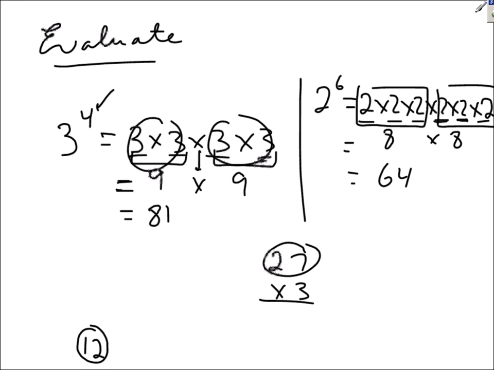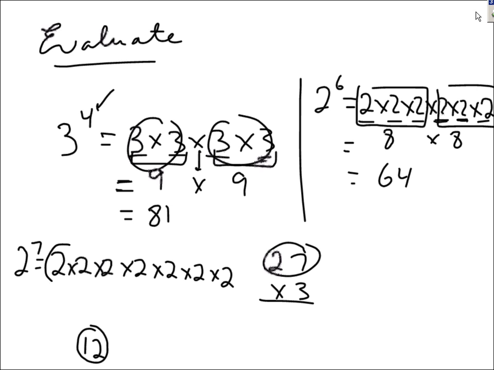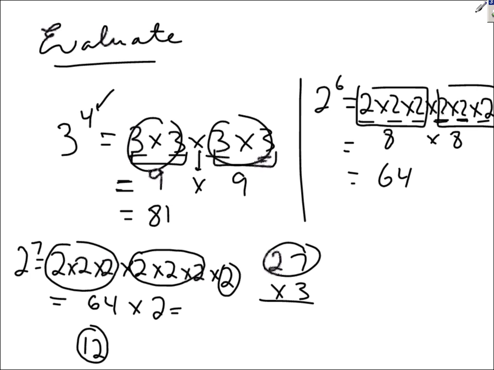Now, if somebody asked me what 2 to the 7th meant, that's 2 times 2 six more times. I would say, you know what, that's 8 times another 8, that's 64 times 2. If you need to, go on the side and compute 64 times 2, 128.